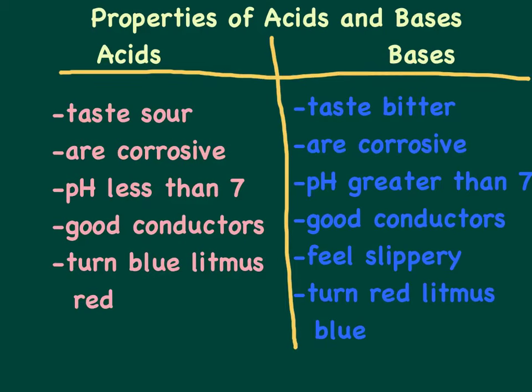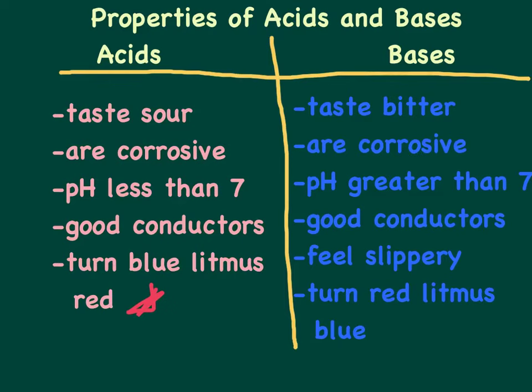Their pH will be less than 7, somewhere between 0 and 7, and the closer the number is to 0, the stronger the acid. Acids are good conductors of electricity because they are ionic compounds, and ionic compounds are good conductors. And acids will, and this is new to you guys, acids will turn blue litmus red.